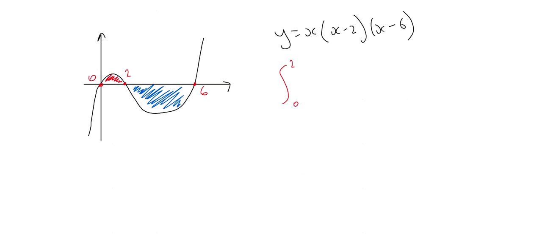What do I need to do with this first? Yeah, let's expand it all. So we should get x cubed minus 12x squared plus 12. Sorry, that's not right at all. It's x cubed minus 8x squared plus 12x. And we're integrating with respect to x. All right, so we're just going to do the red bit first. So what's my integral?